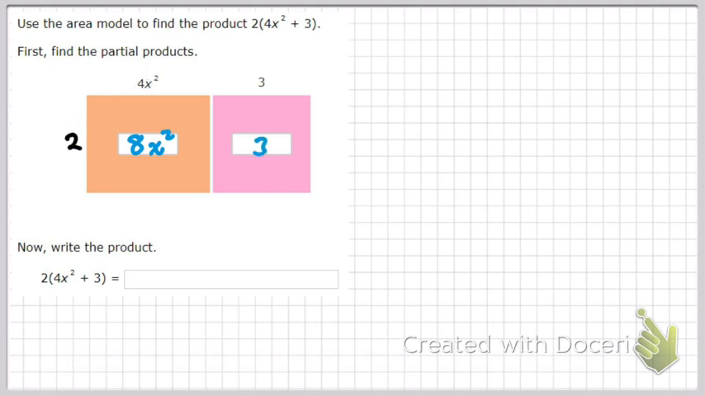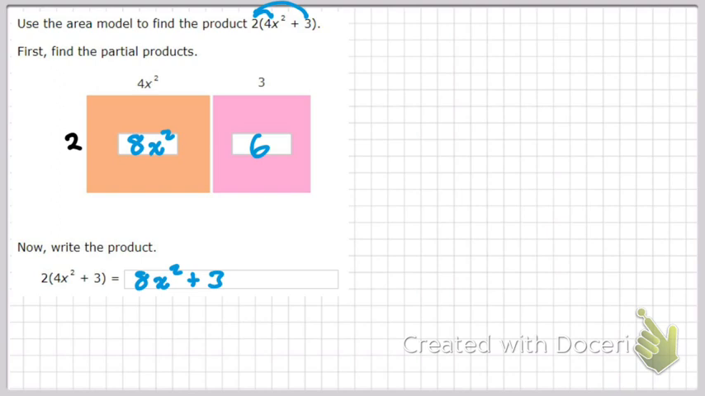Next we go 2 times 3. And we do not get 3, we get 6. So I've got to fix that. Hold on. Okay, that's better. We get 6 because 2 times 3 is 6. Now, this is essentially the same thing as the rainbow, because we're going 2 times 4x squared, which is right here, and then 2 times 3. So we can write our answer out down here. Whatever you get inside of the area model, you just write out with plus signs and then you're done.